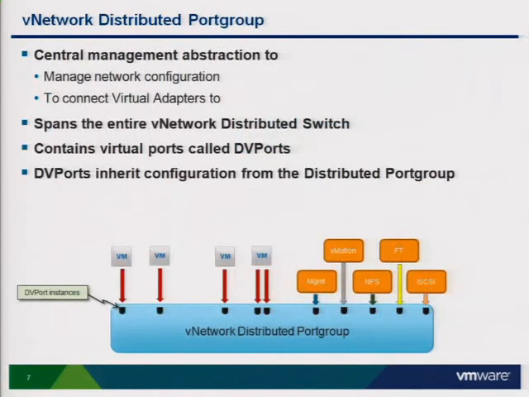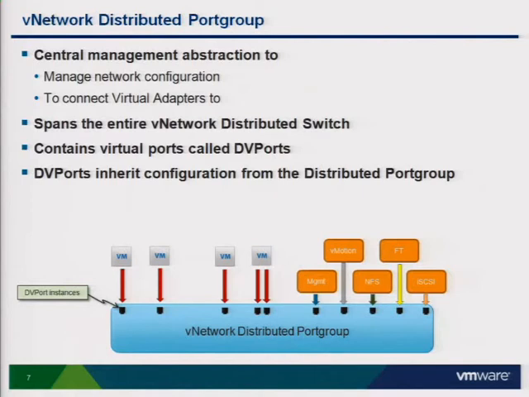Let's take another look at the port group. Many of you are familiar with the vSwitch port group, which is called the standard switch port group. What we've done with the vNetwork distributed switch is evolve the port group as a central management concept across hosts. So what does the port group do? It provides the central management abstraction to manage your network configuration. So if you want to set your VLAN, your teaming, or your PVLAN configuration, this is the object you need to muck around with. It is also the object to which virtual adapters connect. So if you want your VM to get networking in the VDS world, you would connect your VM to a distributed port group.